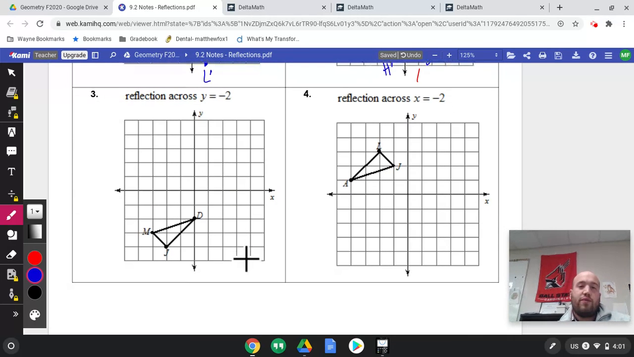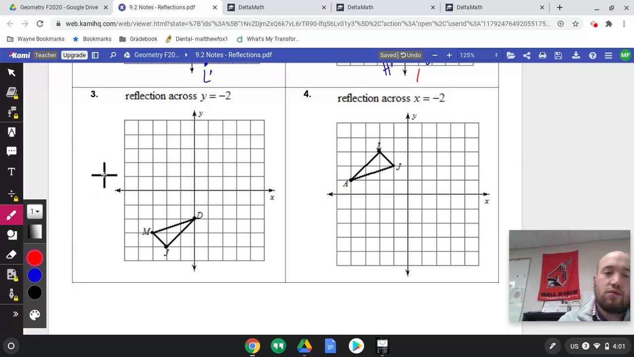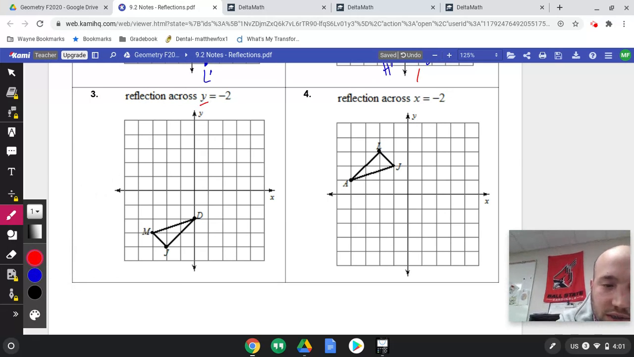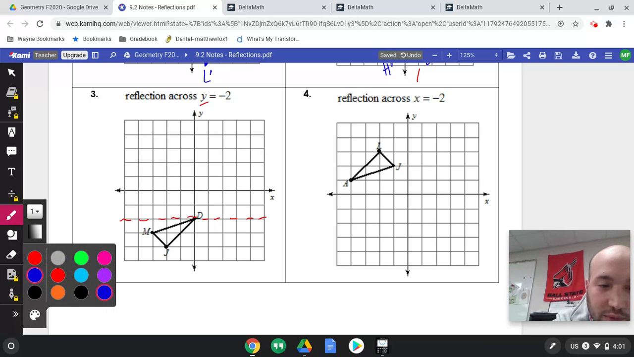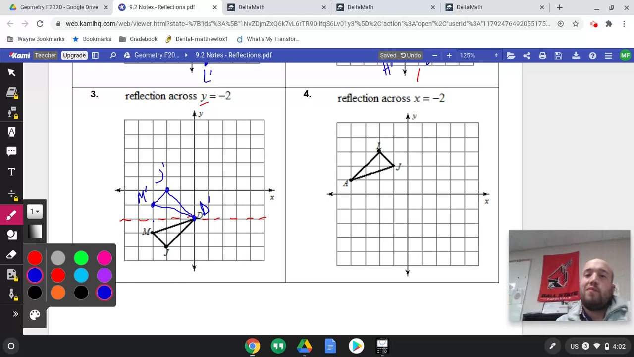So our next one, reflect across y equals -2. So let's start by drawing that line. So once again, we'll go on the y-axis to -2, and we'll draw that line of reflection. Now, M is 1 below, so up to it 1, so 1 past. That is M prime. J is 1, 2, so 1, 2 past. That is J prime. D is on it, so that's going to be D prime. And we would be done.